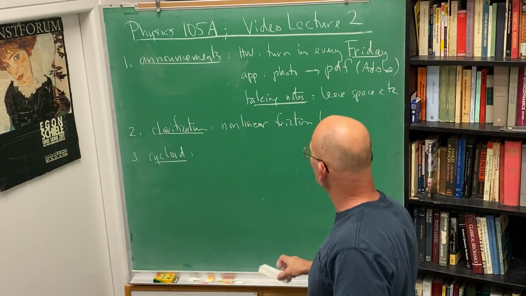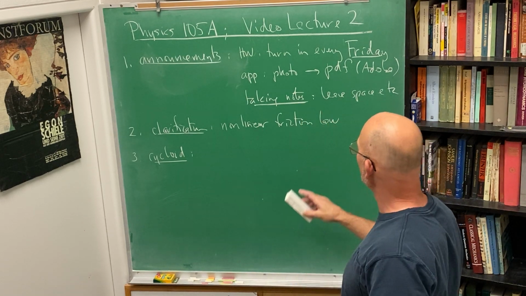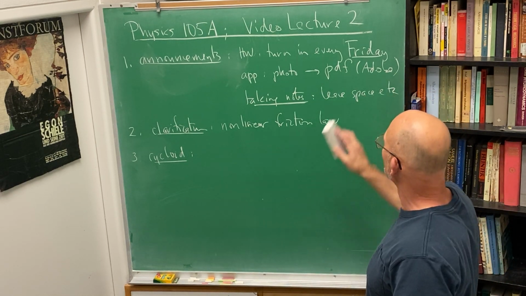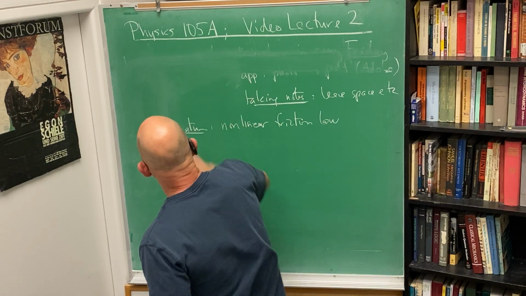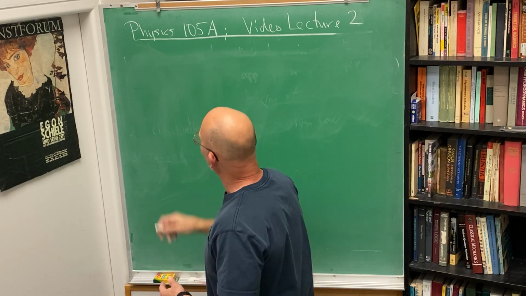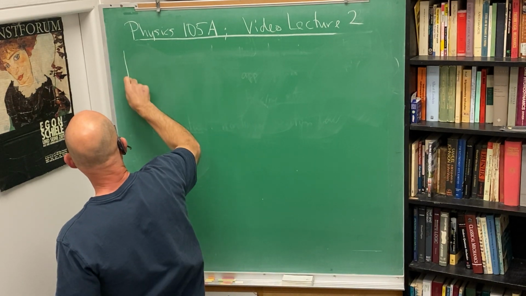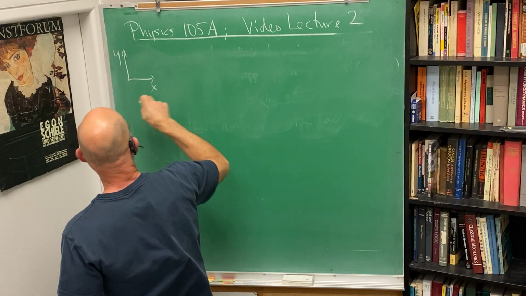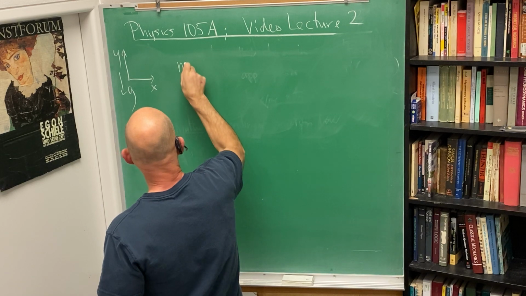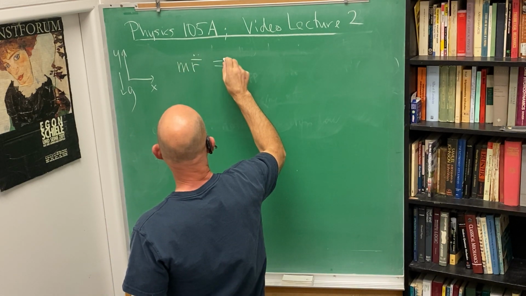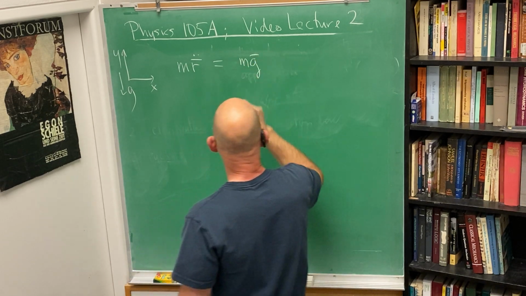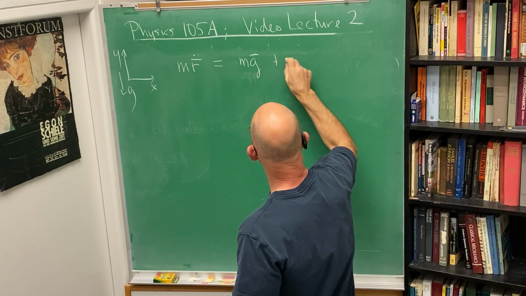So I can erase this here, and we'll start with the discussion of that nonlinear friction law that I had on the projectile with friction last time. Okay, here's what we had. For our projectile, we were in X and Y standard, gravity was pointing down, and we had mass times acceleration equal to G pointing down, plus a friction law.